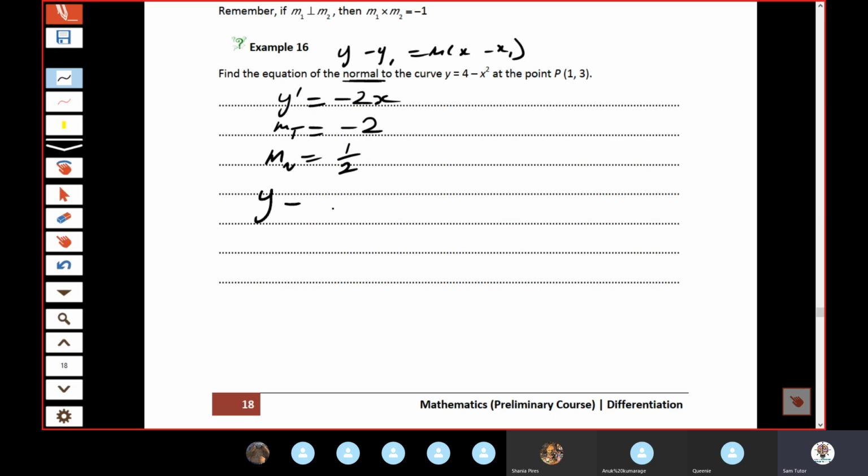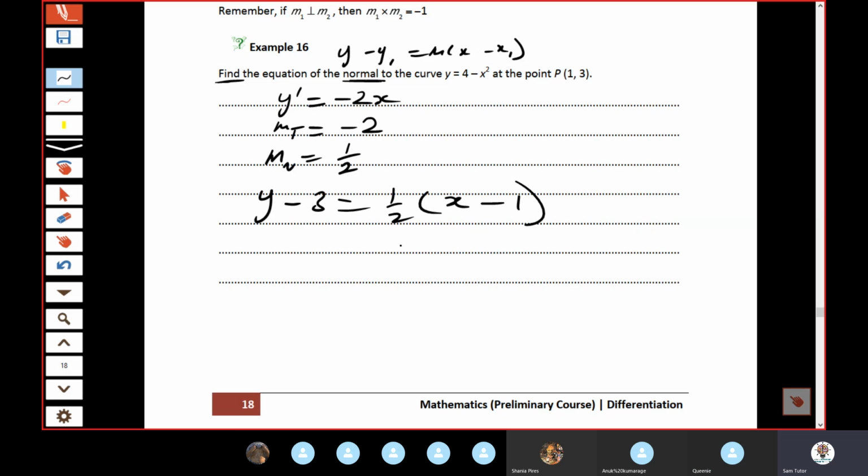Cool. And then y minus, what are you going to say? Y minus 3 equals half x minus 1. Beautiful. And again, that's full marks because it just says find the equation. You guys got to understand that. It doesn't say show what the equation is. It just says find it and you found it.